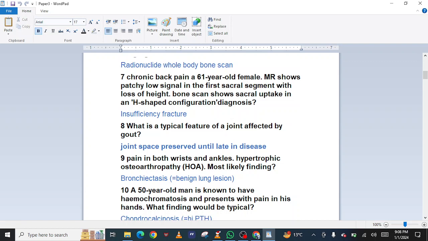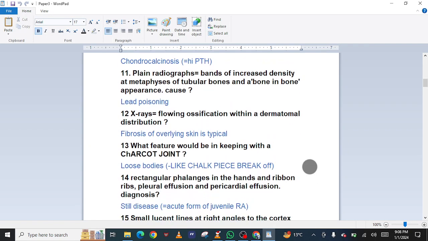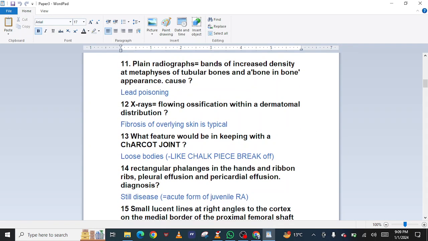9. Pain in both wrists and ankles. Hypertrophic osteoarthropathy, HOA. Bronchiectasis. 10. A 50-year-old man is known to have hemochromatosis and presents with pain in his hands. What finding would be typical? Chondrocalcinosis. 11. Plain radiographs: bands of increased density at metaphyses of tubular bones and a bone-in-bone appearance.